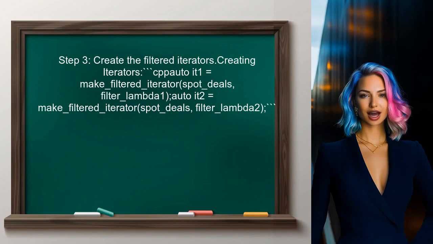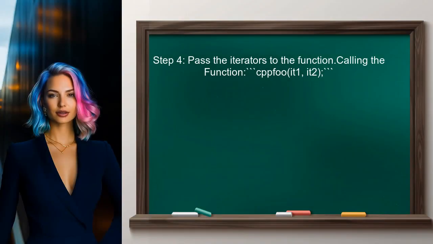Now, the user can create the iterators by calling the makeFilteredIterator function with the spot deals vector and the respective lambda functions. Finally, the user can pass these iterators to the foo function for further computation. This allows for efficient processing without unnecessary copies of the data.